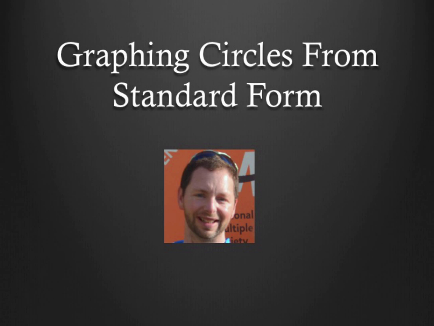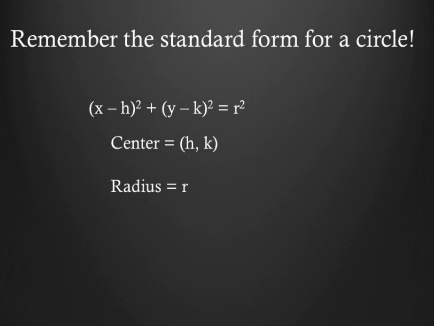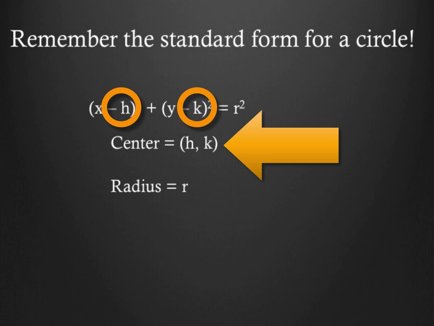For this lesson, we're going to take a look at graphing circles from standard form. Now, standard form for a circle is going to be this equation right here: (x - h) quantity squared plus (y - k) quantity squared equals r squared. Now, whatever numbers are sitting in the spot where the h and the k are located, we're going to use those numbers to come up with the center of our circle.